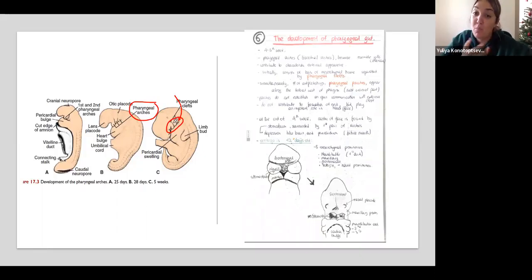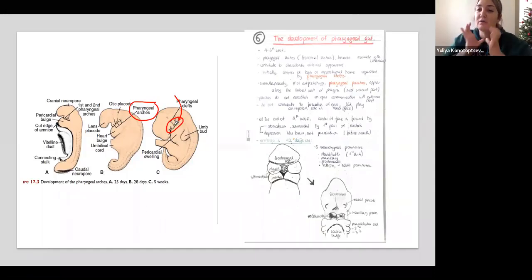A proper modern name for this part right here is going to be the pharyngeal arches. So I repeat, this is your pharyngeal gut, right? This region right here, including your neck, this is the pharyngeal gut. What does the pharyngeal gut consist of? It consists of the pharyngeal arches.